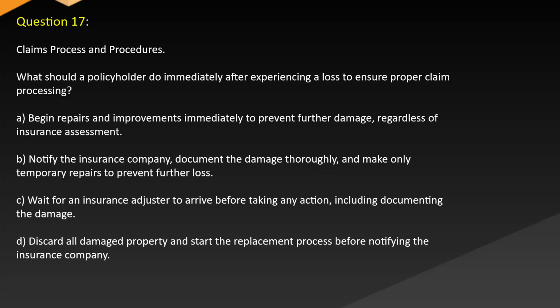Question 17. Claims process and procedures. What should a policyholder do immediately after experiencing a loss to ensure proper claim processing? A. Begin repairs and improvements immediately to prevent further damage, regardless of insurance assessment. B. Notify the insurance company. Document the damage thoroughly and make only temporary repairs to prevent further loss. C. Wait for an insurance adjuster to arrive before taking any action, including documenting the damage. D. Discard all damaged property and start the replacement process before notifying the insurance company.